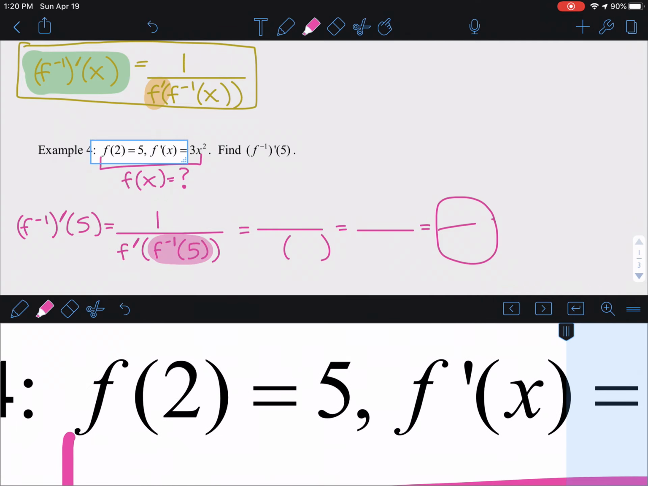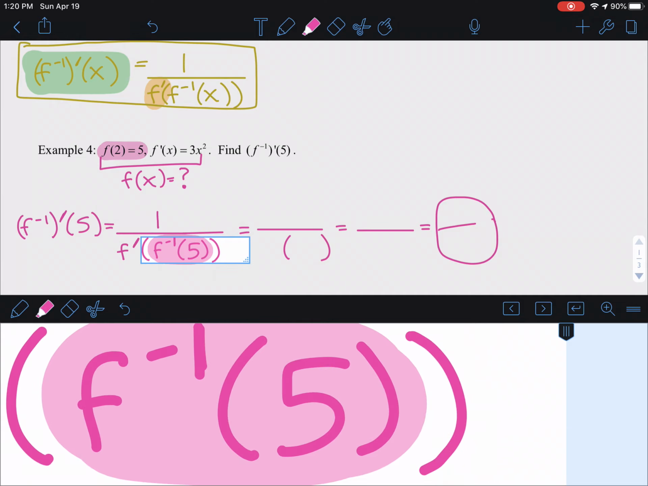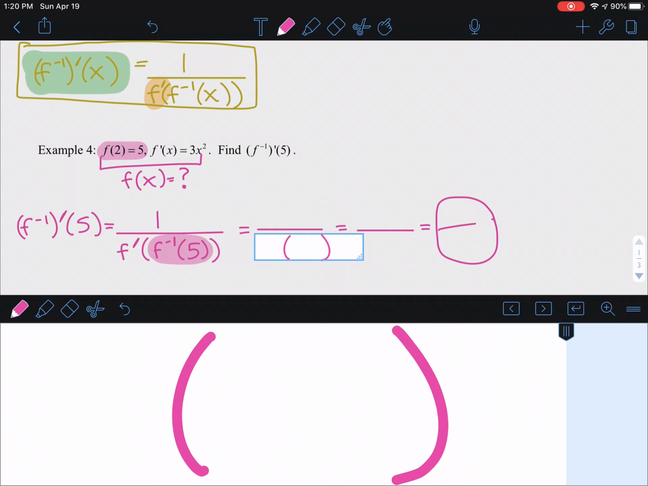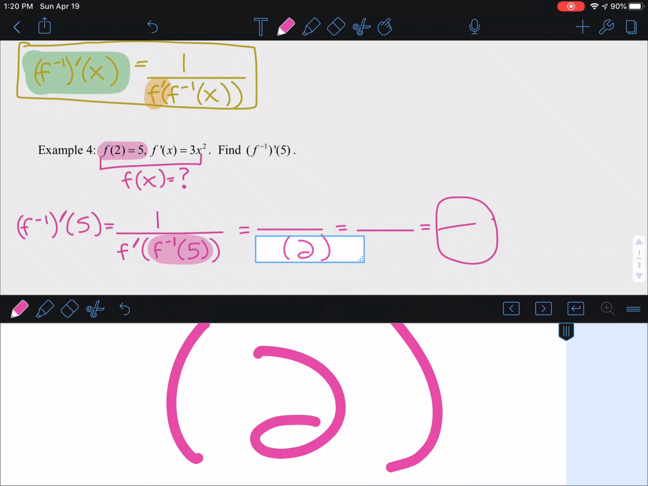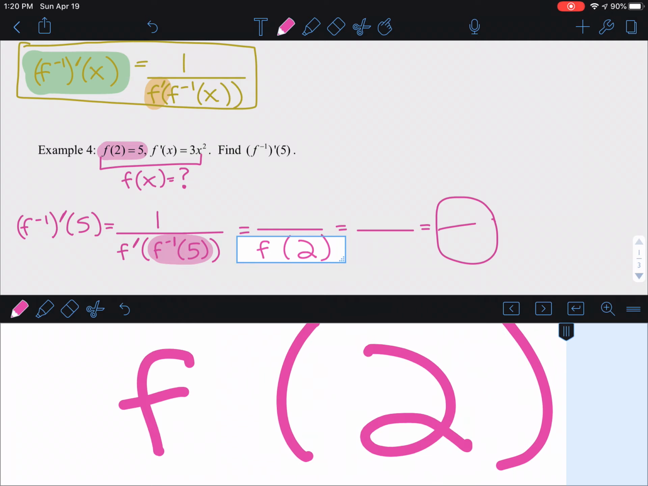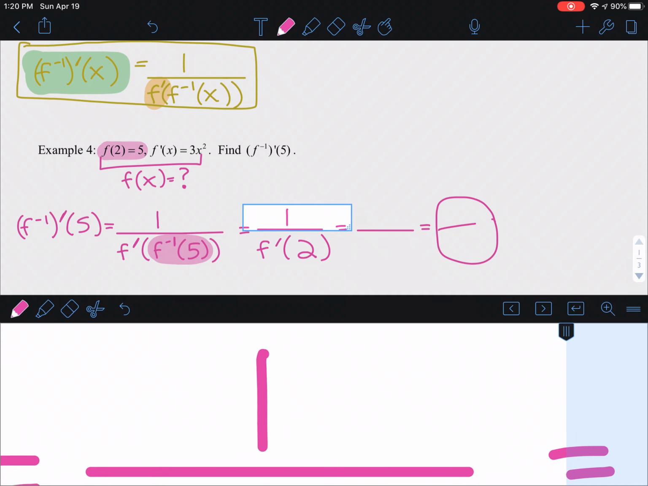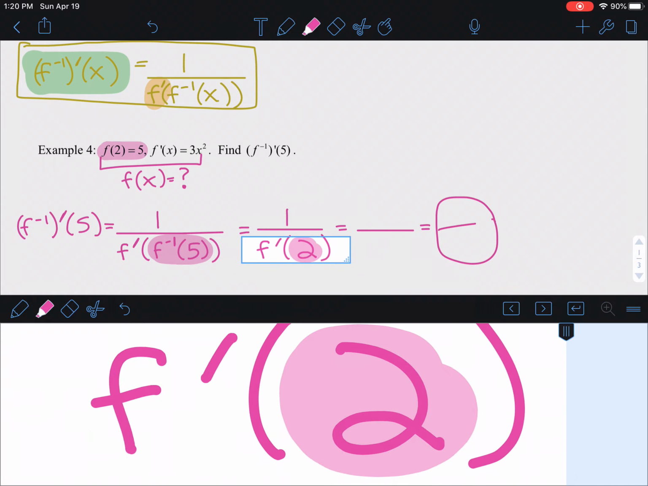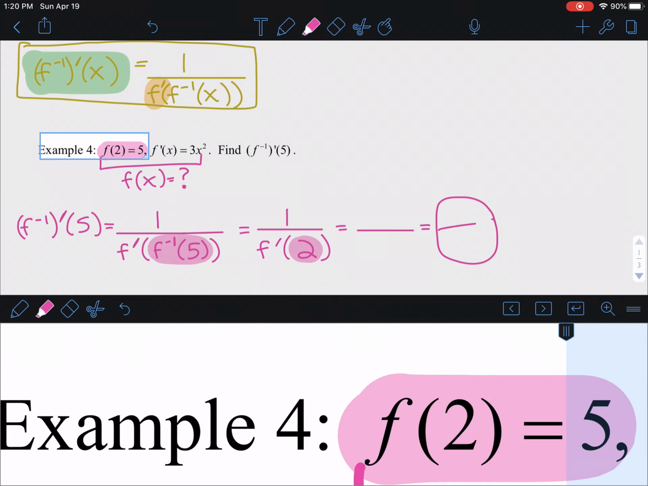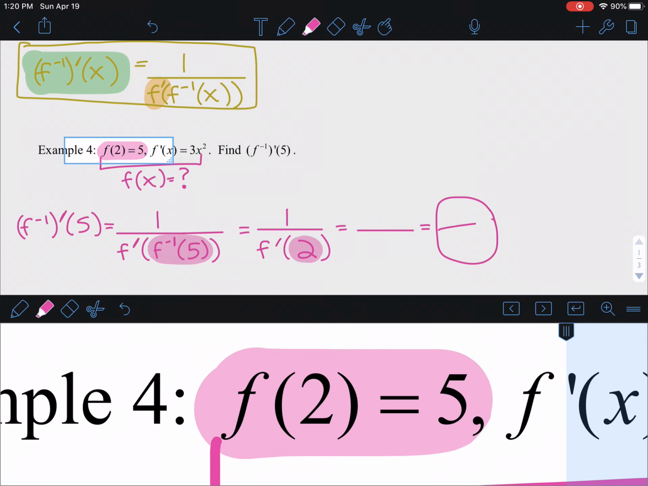We know that f of 2 is 5, right? And what does an inverse function do? It is going to flip input with output. So I know that f inverse of 5 is going to give me 2, which means that I am doing 1 over f prime of 2. Okay, again, I don't need to know what f was in order to get that. I just needed that value, okay?